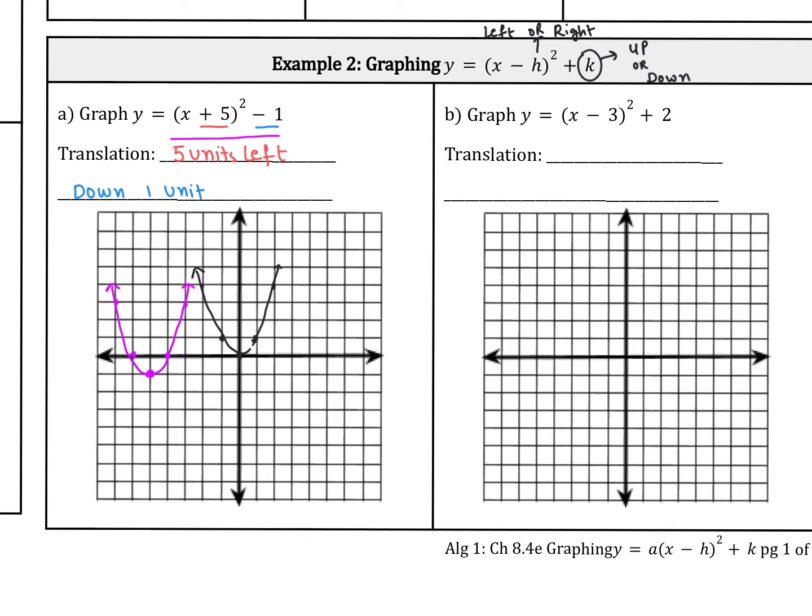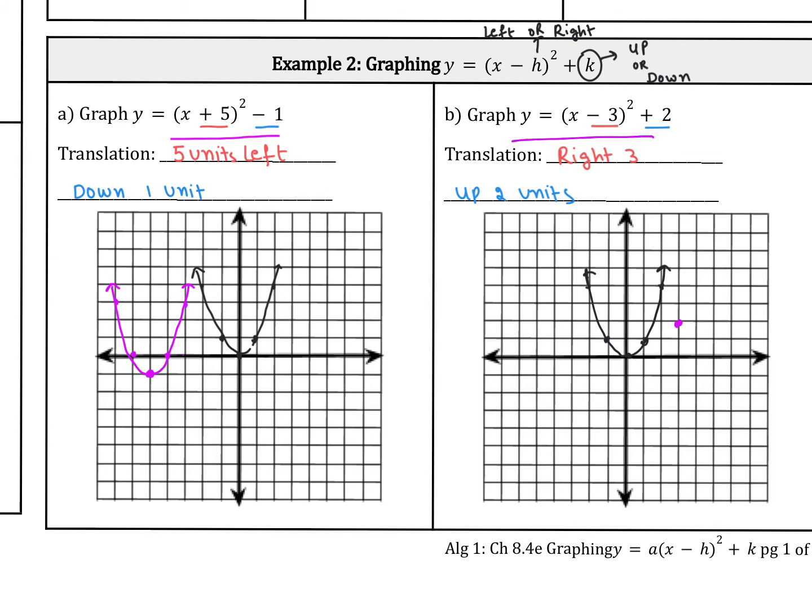For letter B, this negative 3 means you're going to move right 3 units, and this 2 means that you're going to move up 2 units. The parent function is 1, 1, 2, 4, and the same on the other side. You're going to move it 3 units to the right and 2 units up. So this is my point where I'm going to start the new parabola, which is 1, 2, 3, and this point right here.